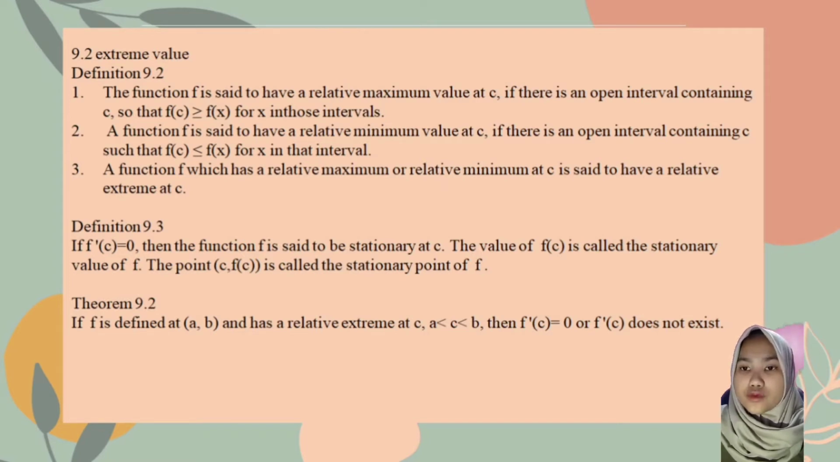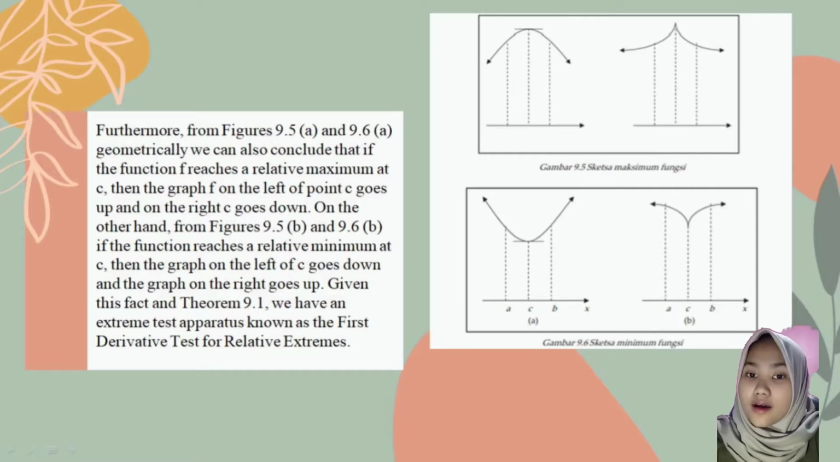Theorem 9.2. If f is defined on (a, b) and has a relative extreme at c, where a is smaller than c and c is smaller than b, then f'(c) is equal to 0 or f'(c) does not exist. Okay, you can see figure 9.5, sketch of a maximum function, and figure 9.6, sketch of a minimum function.